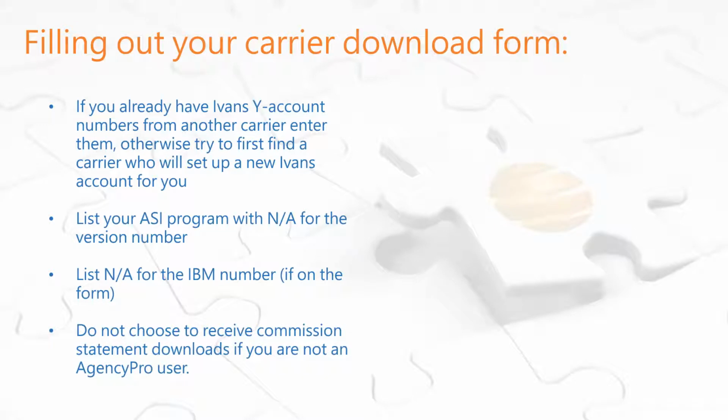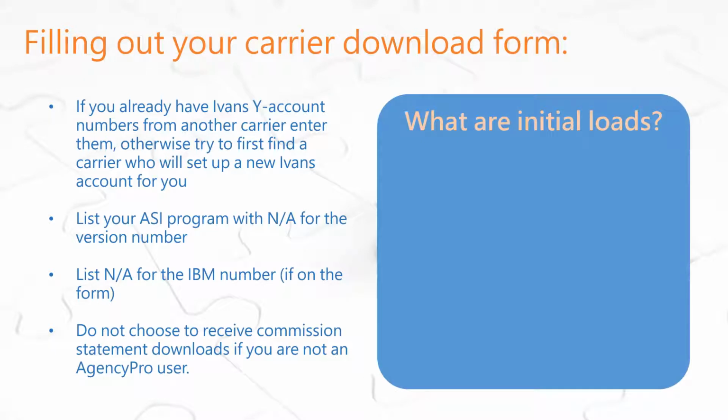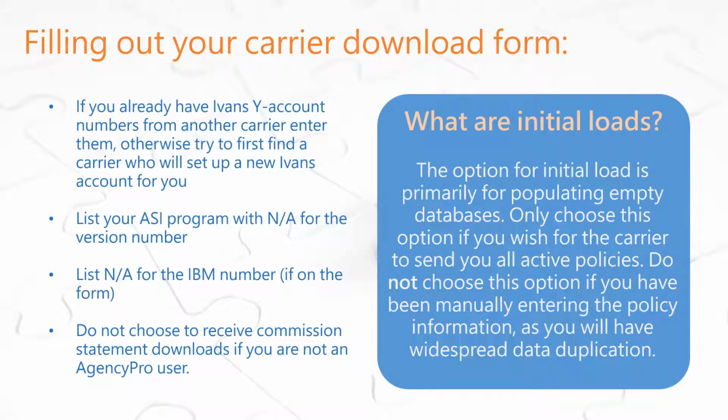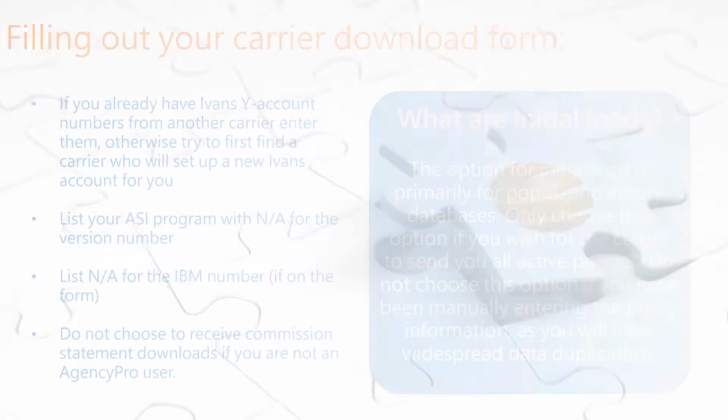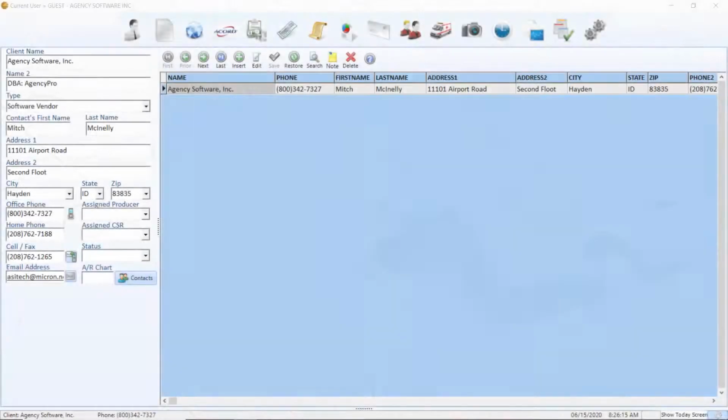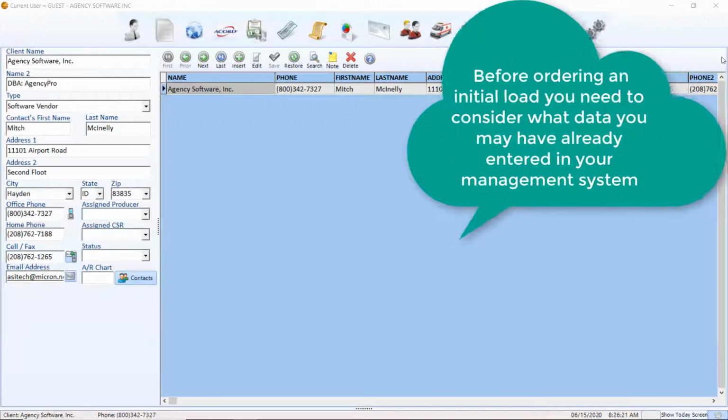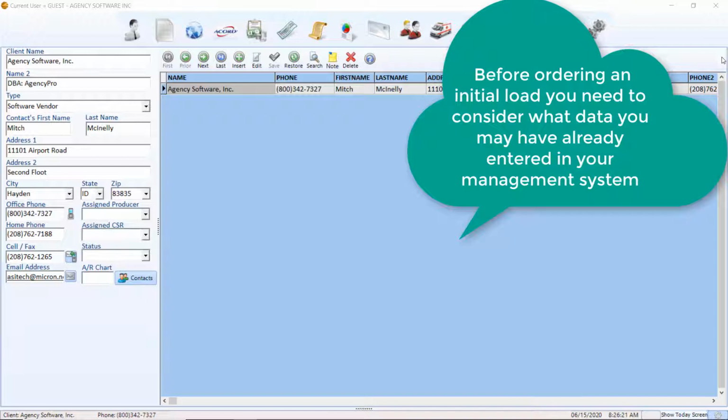This is a good time to talk about initial loads. When you first sign up for download with a carrier, you may be offered an option of initial load. What this means is that the carrier will send you, in one large download, the entire current book of business. If you have no data in the management system at this time, this may be a great option for populating the clients with that particular carrier. However, if you have been running on the management system and manually entering your policies, this will duplicate the policies for that carrier.